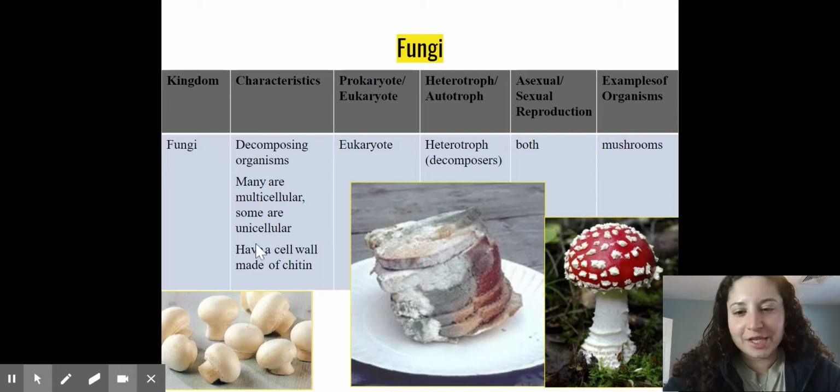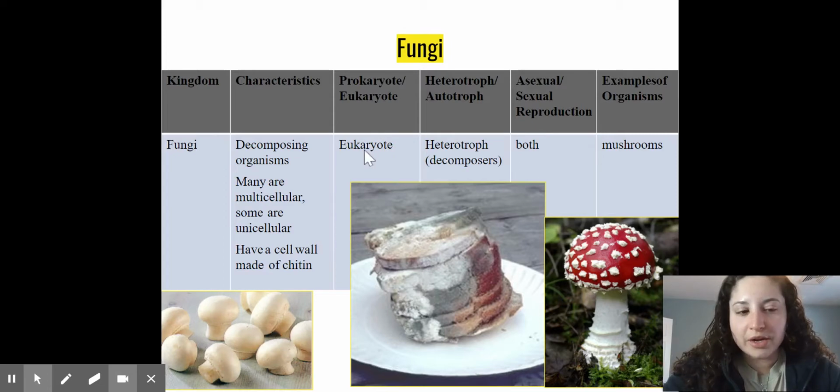And a slight difference between fungi and plants, because they grow out of the ground sometimes, is that their cell wall, instead of being made out of cellulose like with plants, is made out of a different carbohydrate called chitin, or chitin. You can say it either way.